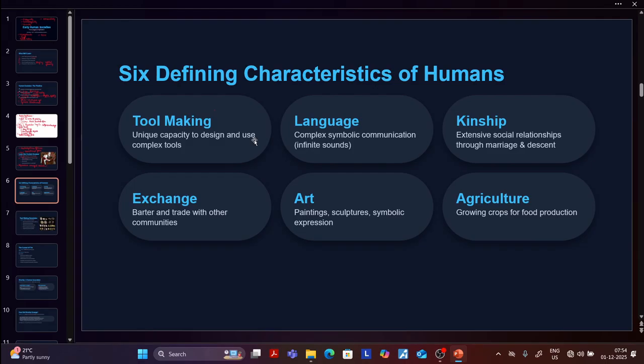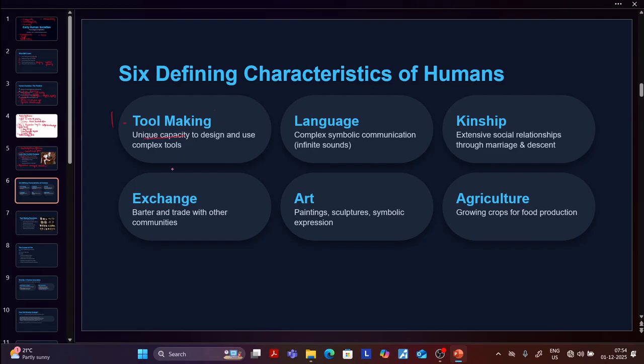Let me walk through each one because these aren't just abstract qualities; they are concrete practices that shape how human societies function. First, we have tool making. This is a unique capacity to design and use complex tools.